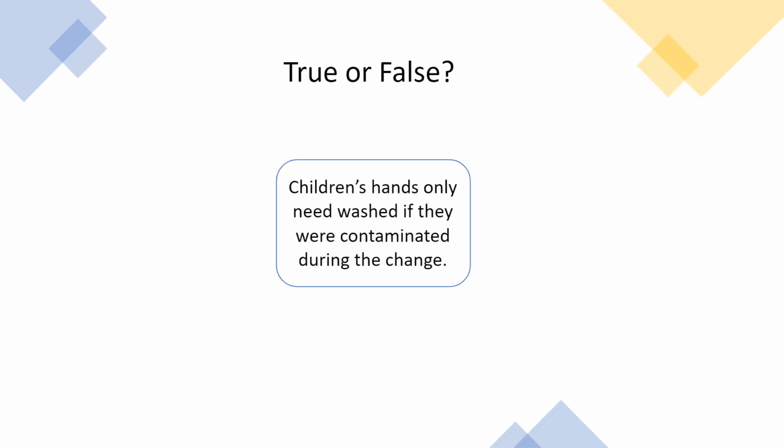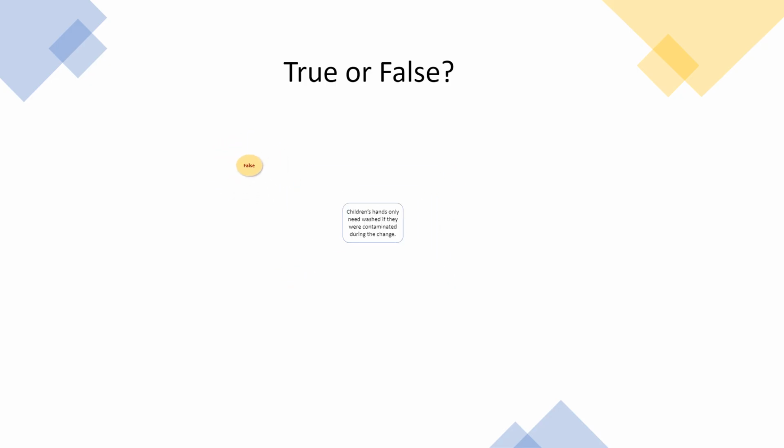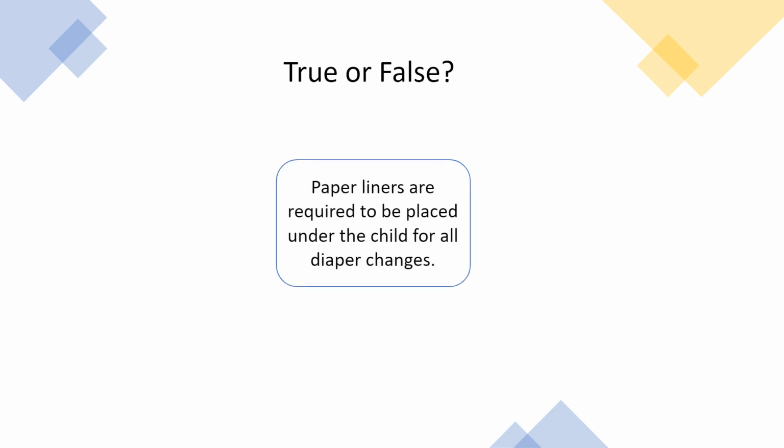True or false? Children's hands only need washed if they were contaminated during the change. If you said false, you are correct. Paper liners are required to be placed under the child for all diaper changes. If you said false, you are correct. Paper liners are optional. The important factor is to check that the surface under the child has not become soiled during the removal of the dirty diaper.